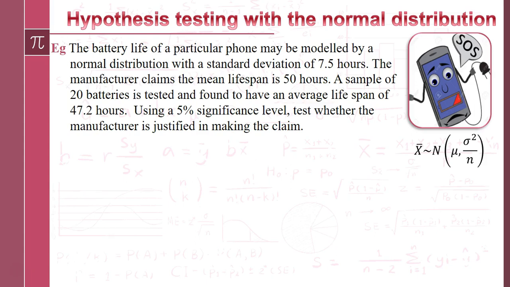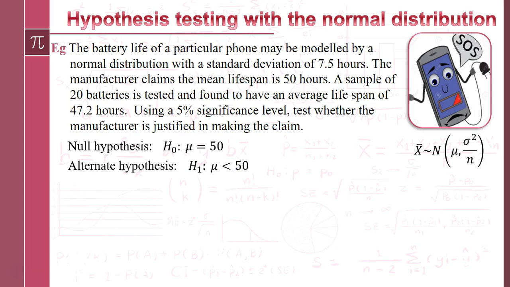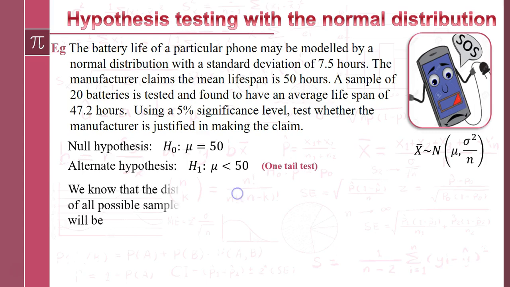So what we've got here is our null hypothesis, which is that our mean average is 50. And our alternative hypothesis is that, in this case, we're looking at whether or not it's less than 50. So we've got H1: mu is less than 50. Because we're saying strictly less than, that makes it a one-tail test.